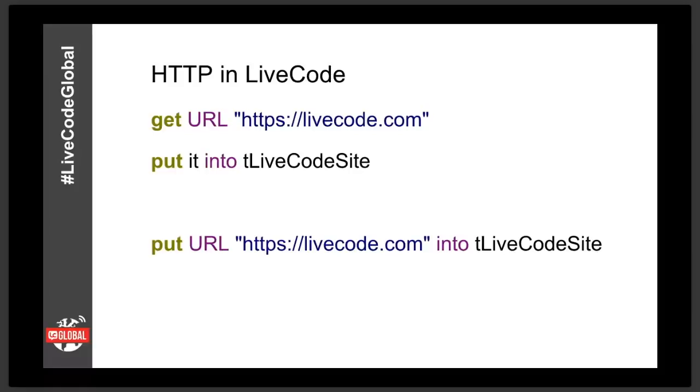And this is exactly the same thing. The second part here, put URL https://livecode.com into tLiveCodeSite. Although it's using put, don't be confused there. It's still a get request, put URL into a variable, so it stores the contents of livecode.com in our variable tLiveCodeSite.